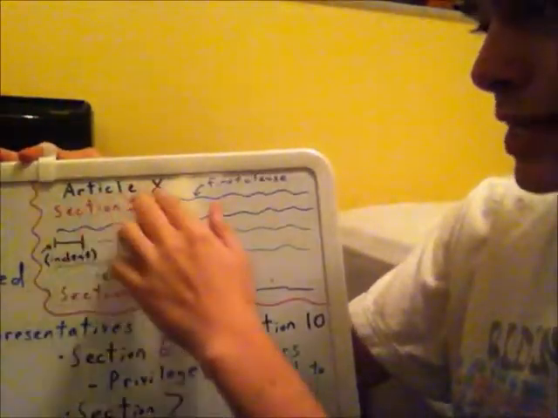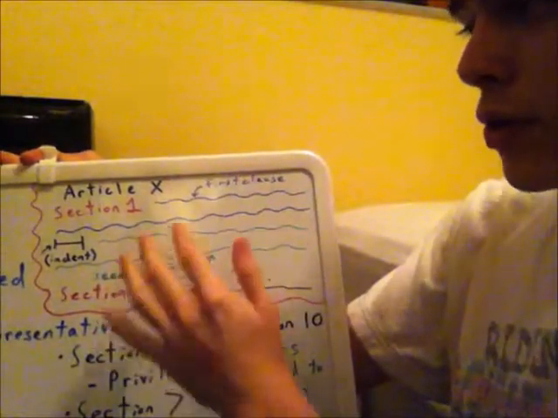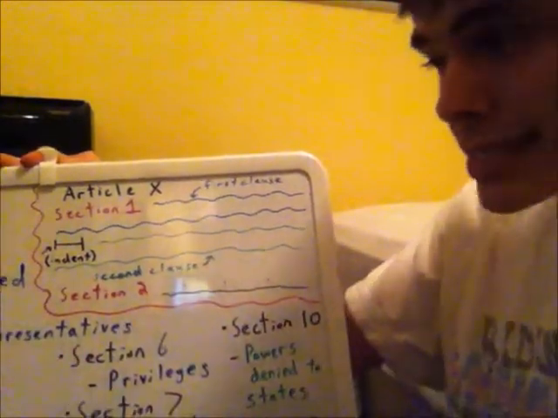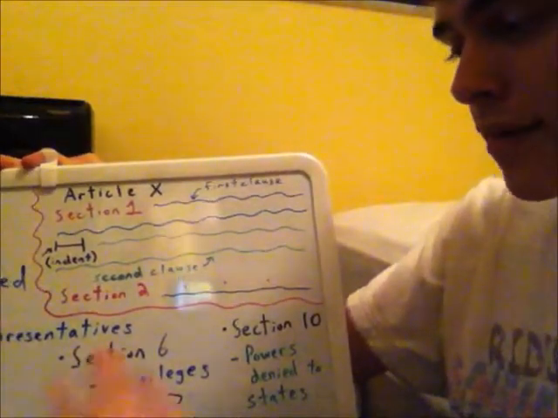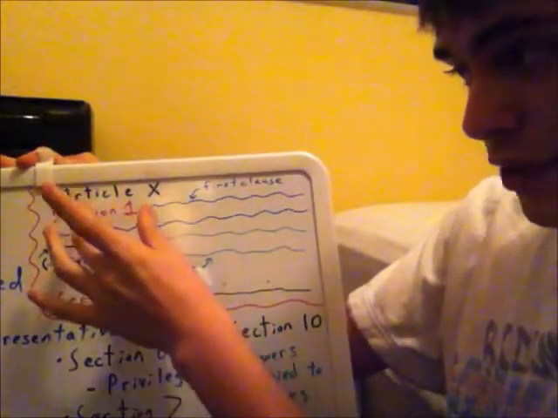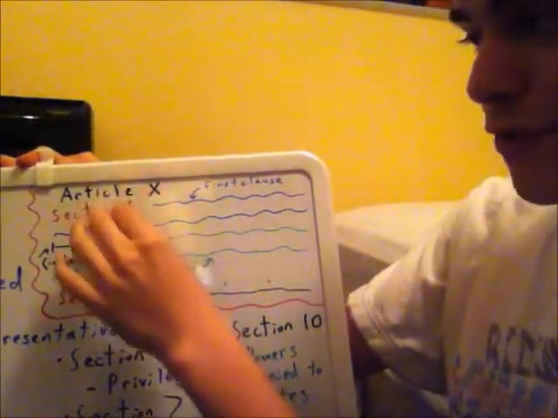So we have Article X at the top. Now, every article is made up of sections. Section 1, Section 2, it can go on to 18 sections. Article 1 happens to have 10 sections. So we have the first article, and then we have the first section.